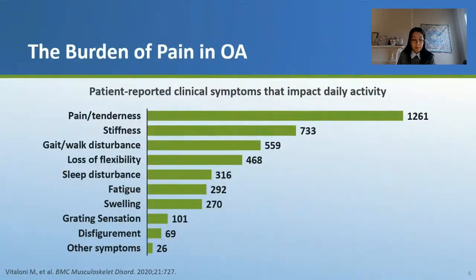This slide shows the burden of pain in OA. In an older NHANES study, among 319 participants with radiographic OA, nearly half reported knee pain. This slide shows a cross-sectional online survey performed in several countries, and among 1,500 respondents, 84% were reporting pain and tenderness that impacted their daily activity. And you see that they also commonly reported stiffness and gait disturbance as well that impacts their daily activity.